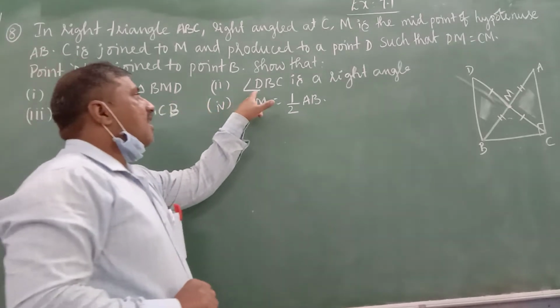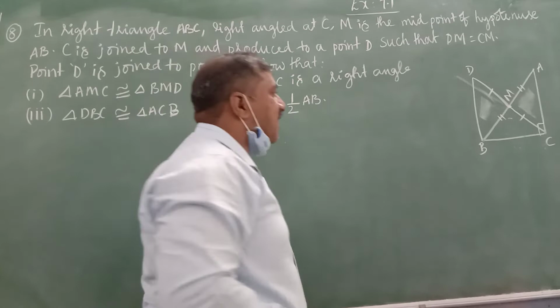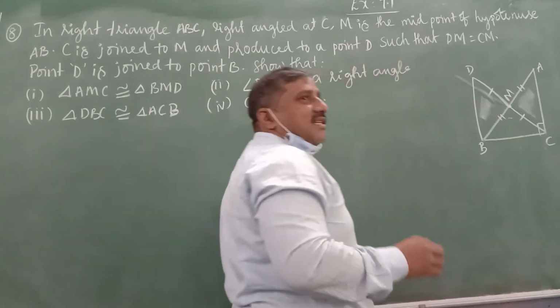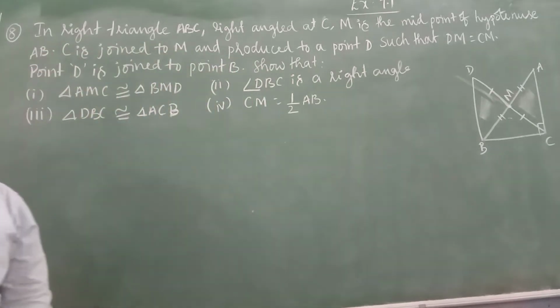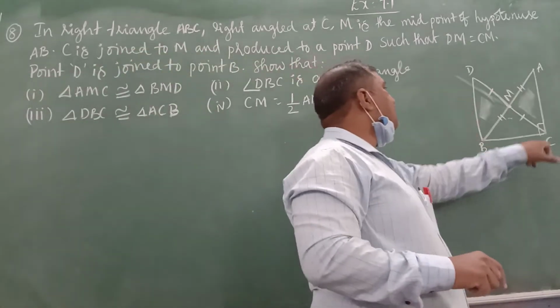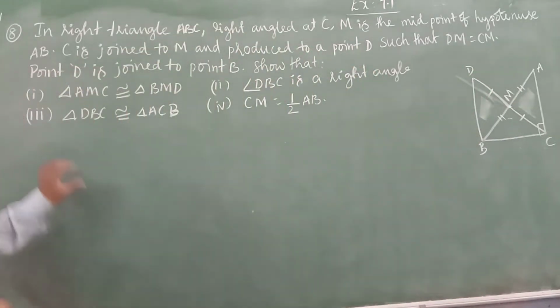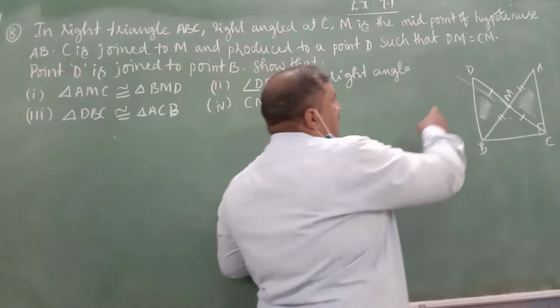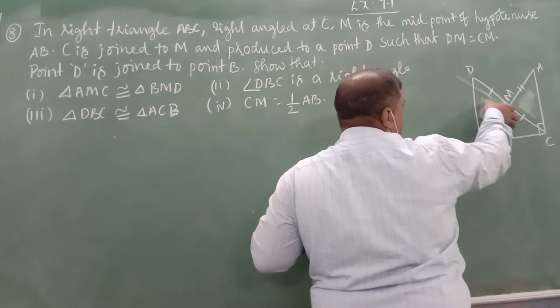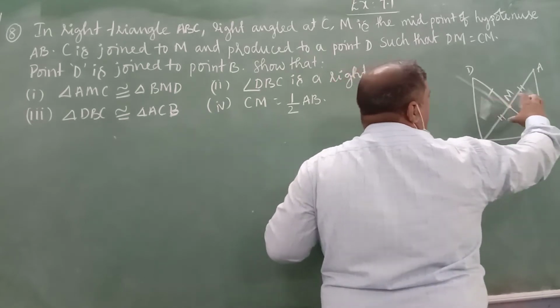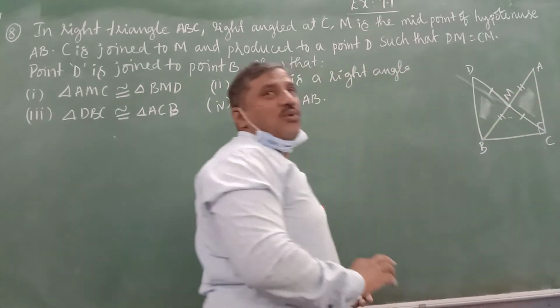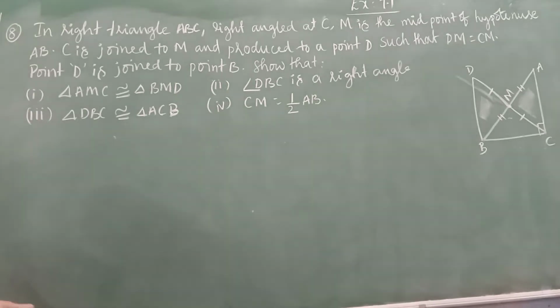The second one is angle DBC is a right angle. We have to prove that angle DBC is a right angle. If you prove that, then triangle DBC is also a right angle triangle. The third one is triangle DBC is congruent to triangle ACB. Triangle DBC is congruent to triangle ABC. We have to prove those two triangles are congruent.